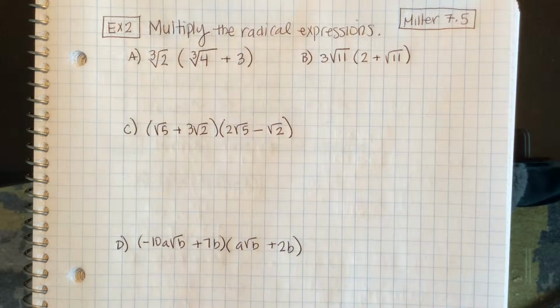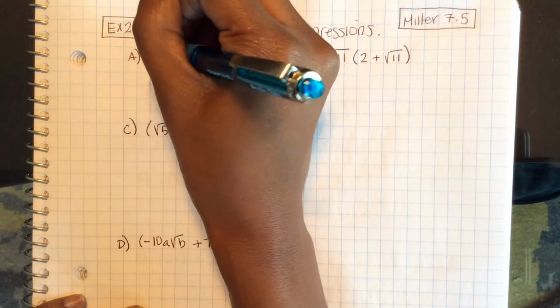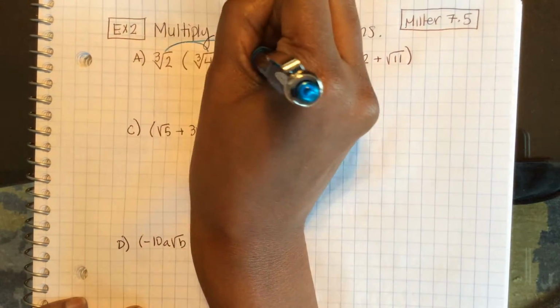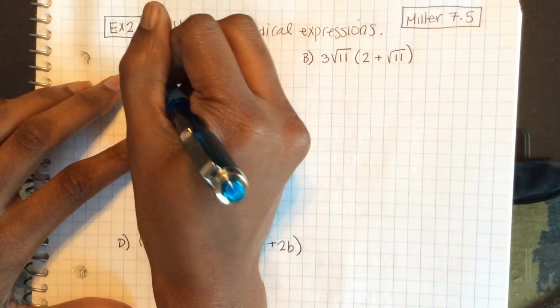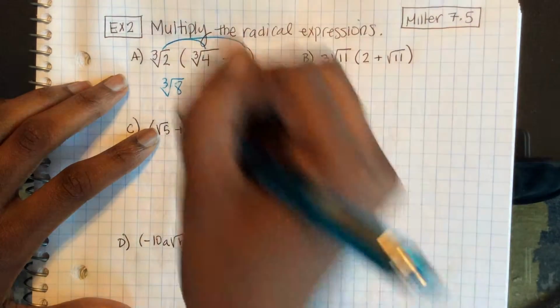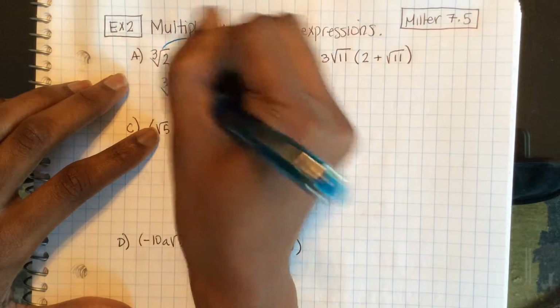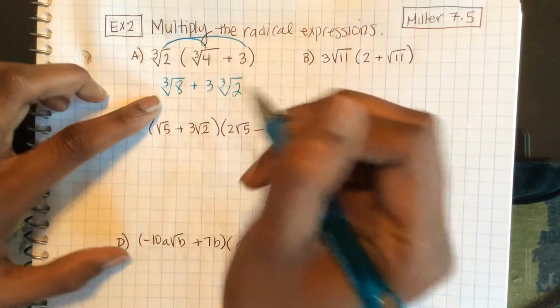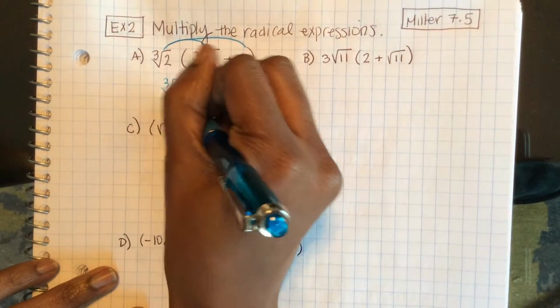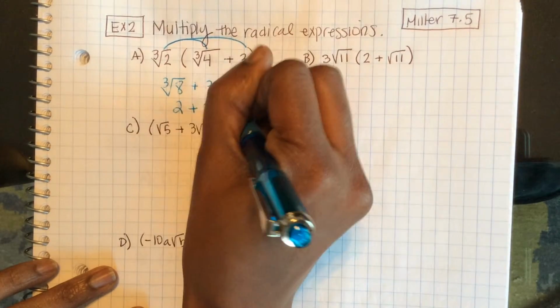Hey guys, here in Miller 7.5 example 2, now we're multiplying radical expressions that include addition or subtraction. So we will apply the distributive property. In letter A, I'm going to distribute this cube root of 2 to both. So cube root of 2 times cube root of 4 is cube root of 8. And then cube root of 2 times 3 would be 3 cube root of 2. Now don't forget the cube root of 8 we can simplify. It's 2 plus 3 cube root of 2.